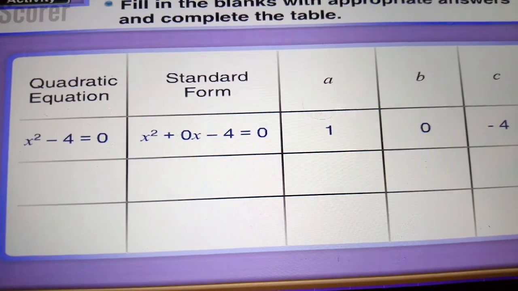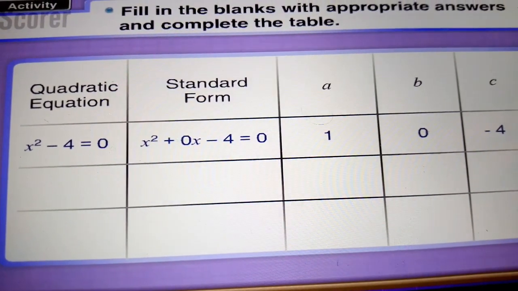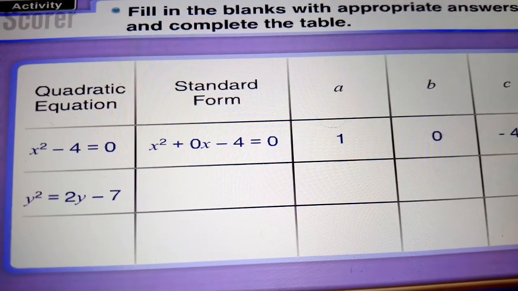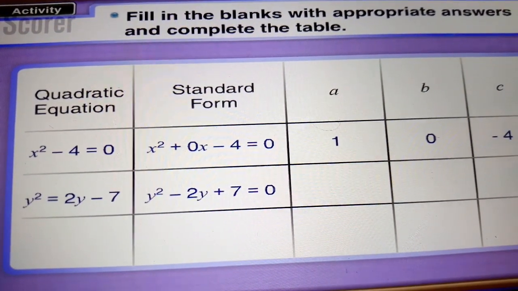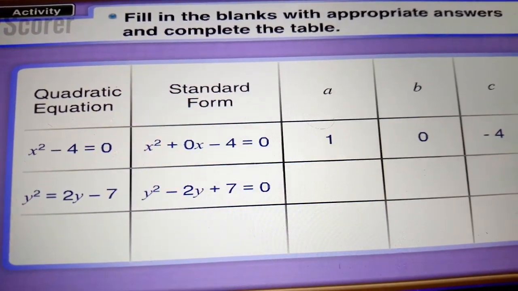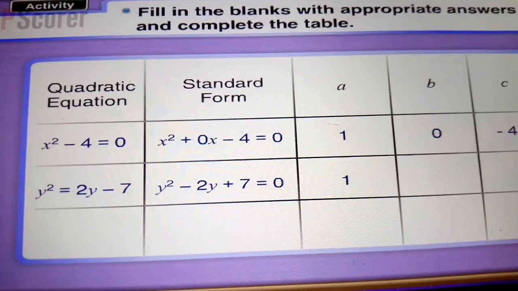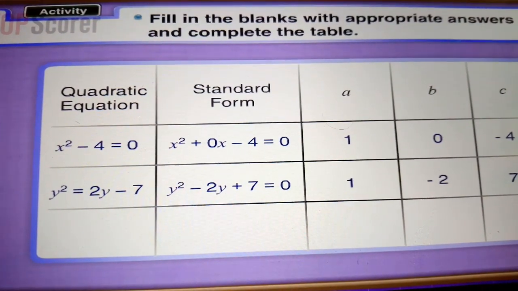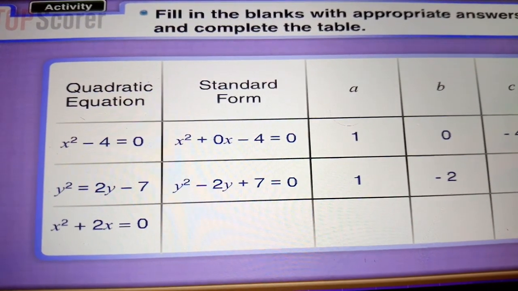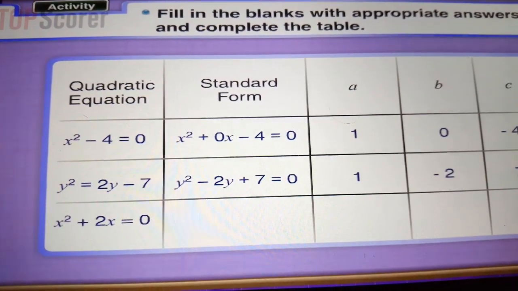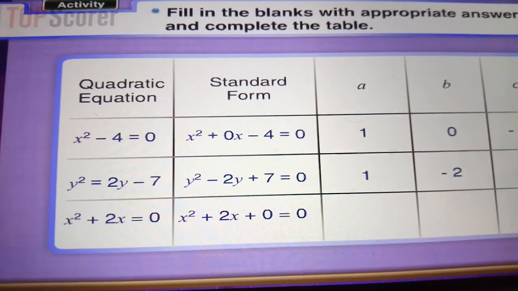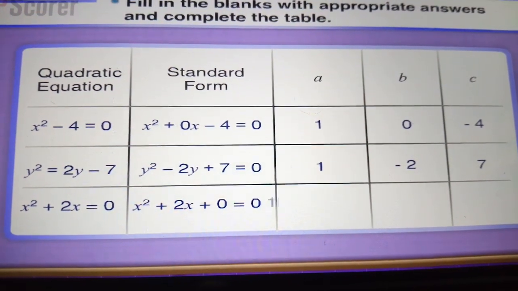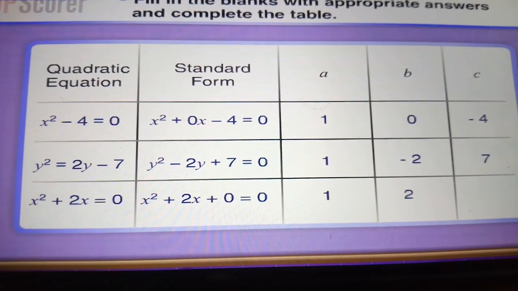Similarly, we write the quadratic equation y square is equal to 2y minus 7 as y square minus 2y plus 7 is equal to 0, where a is equal to 1, b is equal to minus 2 and c is equal to 7. For the third quadratic equation, we write the standard form of the equation as x square plus 2x plus 0 is equal to 0, where a is equal to 1, b is equal to 2 and c is equal to 0.